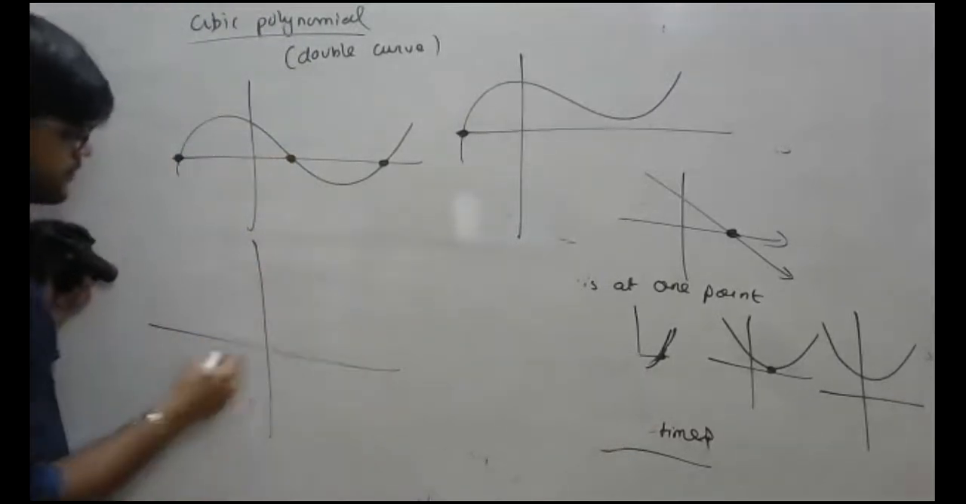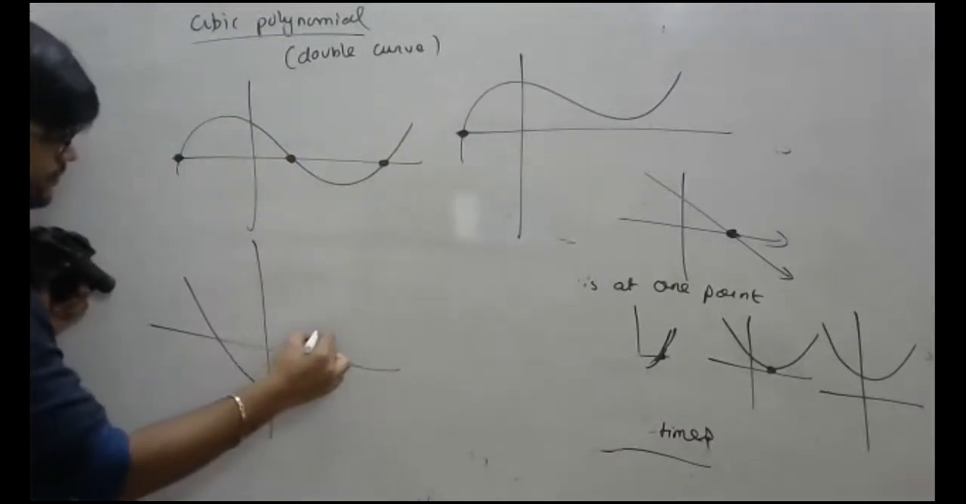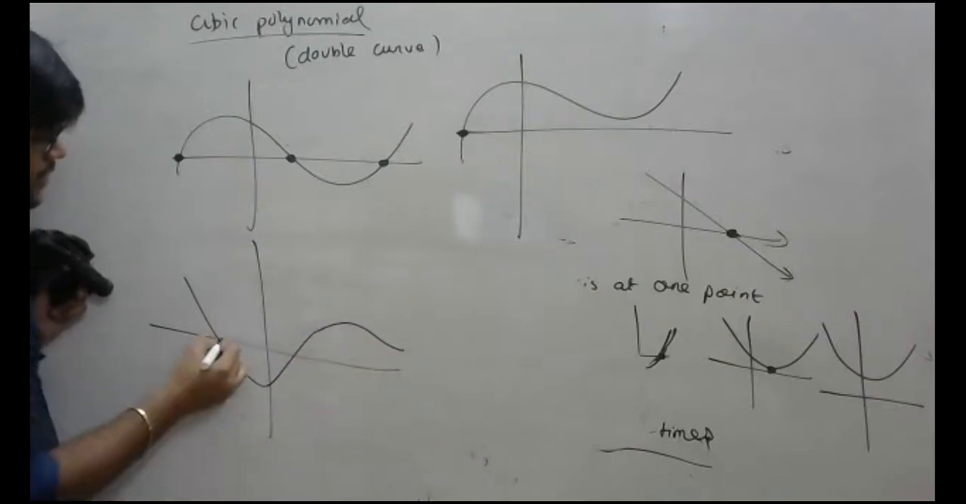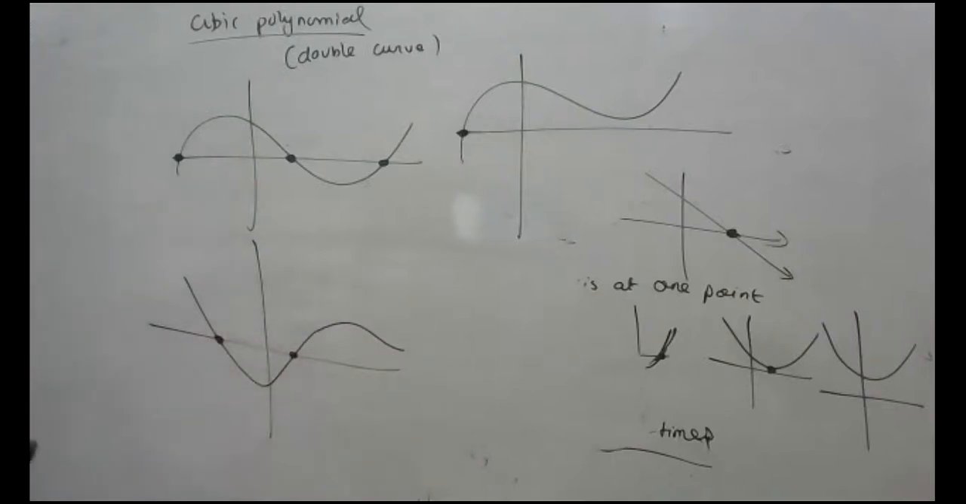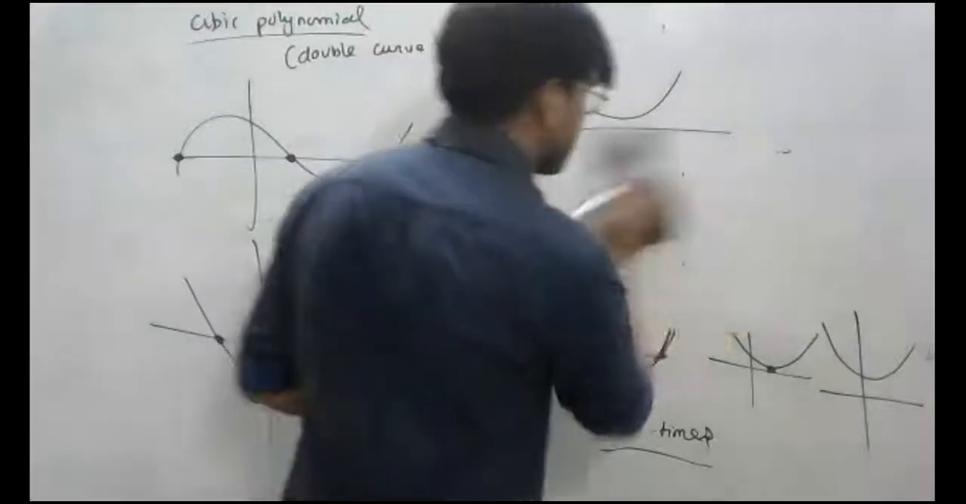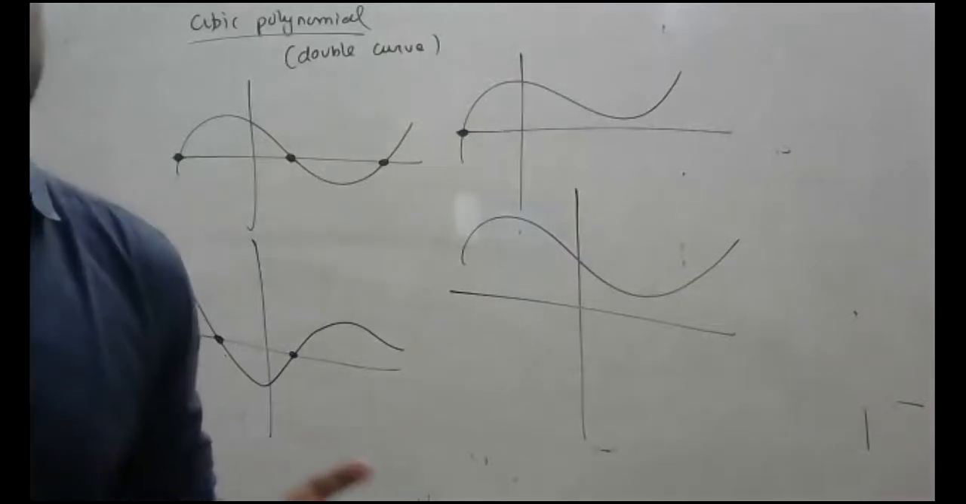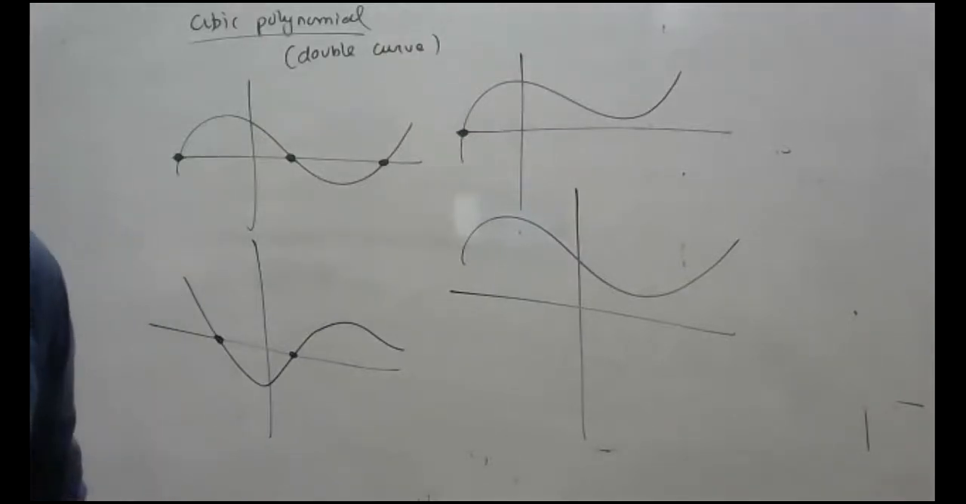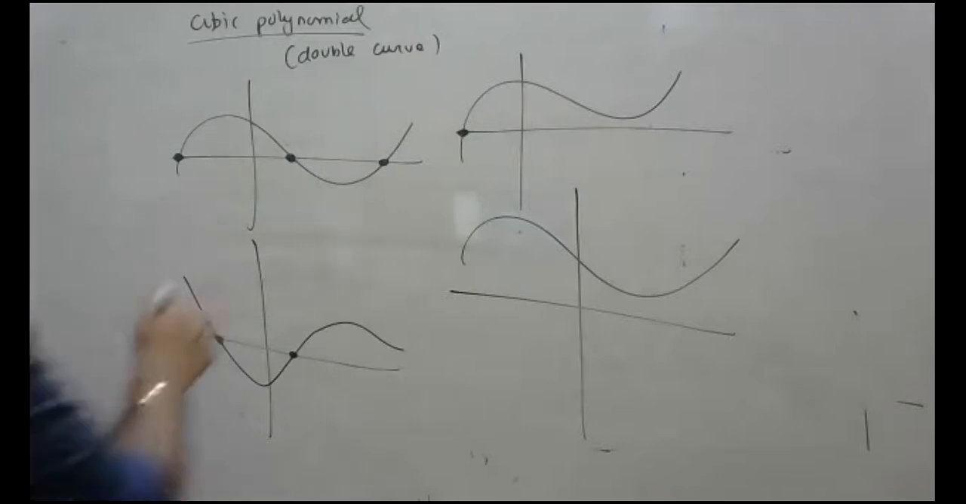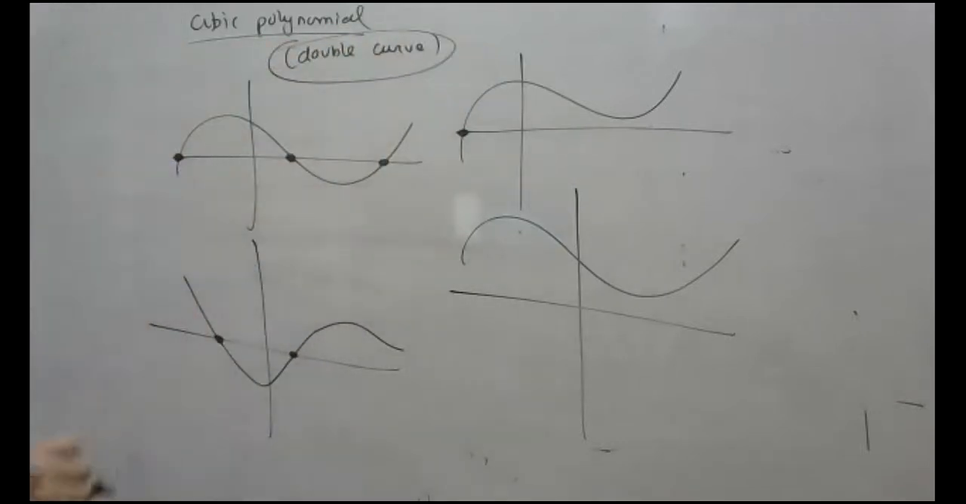Then we may have a graph like this. Here we have 2 solutions. And this one, we don't have any solution. All of them are considered cubic polynomials. How can you identify if a polynomial is cubic or not? This term will help you. If you have a double curve, it is a cubic polynomial. It is bending 2 times.